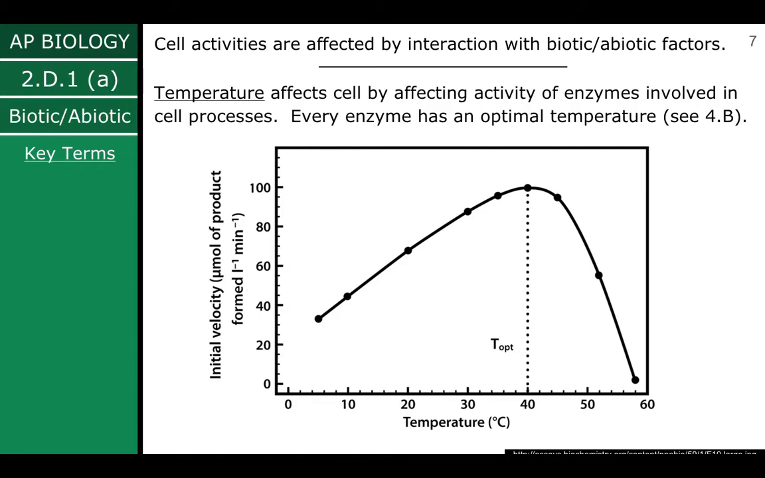So how does temperature affect it? Temperature affects cells by affecting activity of enzymes within the cells. And we'll look at what enzymes do later on in the year, but essentially enzymes are going to speed up reactions that are occurring within the cell. So you can see this is the activity of enzymes essentially.